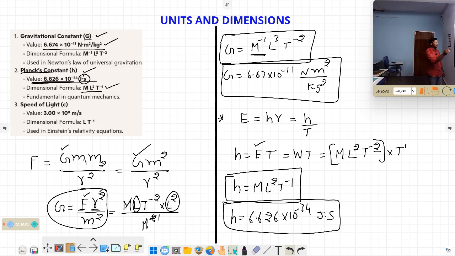Light travels with a speed of how much? 3 into 10 power 8 meter per second. Speed means velocity. Velocity means L T minus 1. So it is also a constant with a dimension formula along with units. Like this, you have to understand that some constants have dimension formulas also.